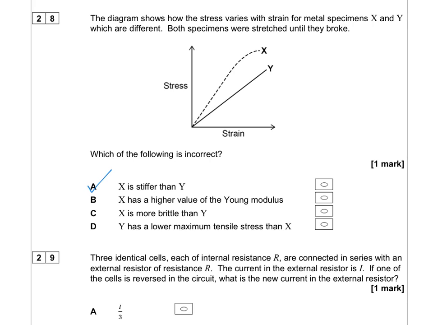X has a higher Young modulus, so that's essentially the same as statement A, so that's got to be true as well. X is more brittle than Y. Y failed with 0 region of plastic deformation, whereas X did have some plastic deformation, so actually that makes that statement wrong. Brittleness is how long a plastic region of deformation you have. Y has a lower maximum tensile stress than X. That's true. You can see the maximum it can experience before failure is lower, so that statement is correct, giving you an answer of C.